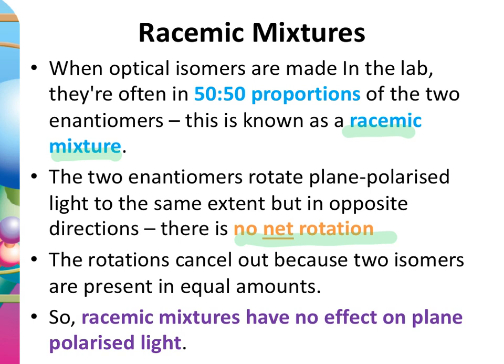So we have to be mindful that racemic mixtures have no effect on the plane of polarized light. And that means we've got to be aware that because something doesn't rotate plane polarized light does not automatically mean that it does not contain optical isomers, because it could do if it was a racemic mixture, a mixture of optical isomers in 50-50 proportions.